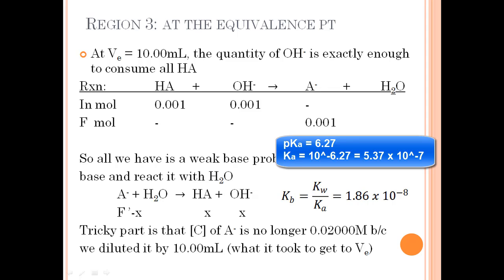You set up your Kb expression. The only thing is that the formal concentration is not exactly what you started with. It's no longer 0.0200 molar because we diluted it. Remember, we've added 10 mL of a strong base, which was exactly what it took to get to the equivalence point. So that formal concentration is not the same. So how do we figure out the formal concentration now?